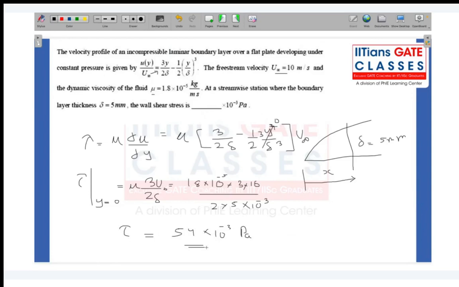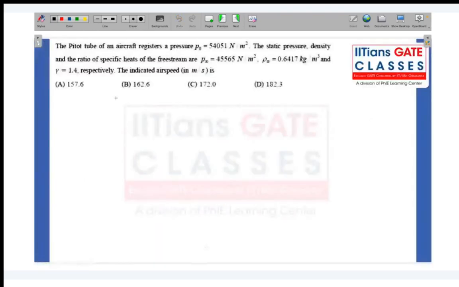Next question. The pitot tube of an aircraft registers a pressure P naught, which is equal to 54,000 pascals. The static pressure, density and specific heat ratio of the free stream are P infinity 45,565, rho infinity and gamma equals 1.4 respectively. They're asking you the indicated speed.